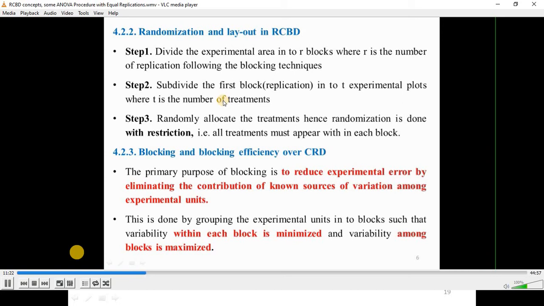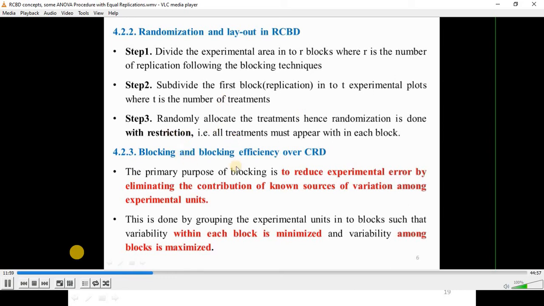Hence randomization is done with restriction, because randomization is restricted in a block: all treatments must appear within each block, and each treatment should be randomized only once in a block. In case of CRD, all the treatments are assigned all over the experimental units, not in a block, so it is not restricted in a block. In such case, randomization is restricted in a block.